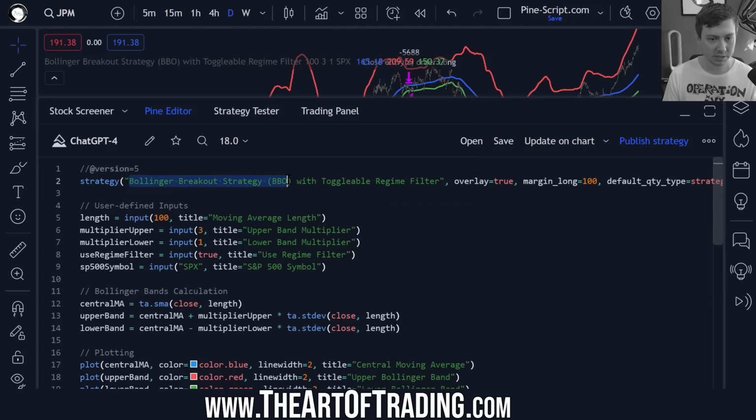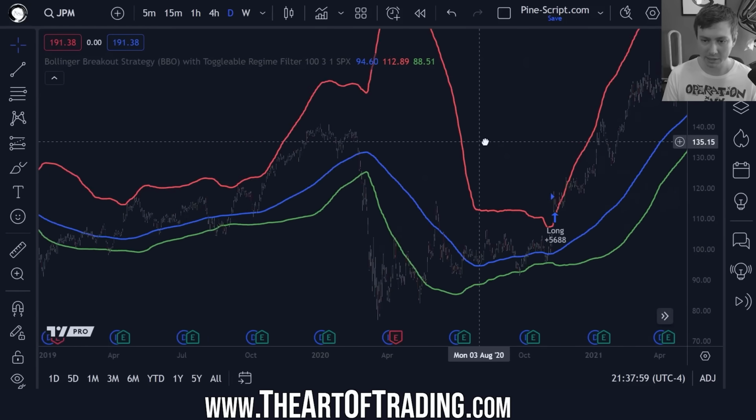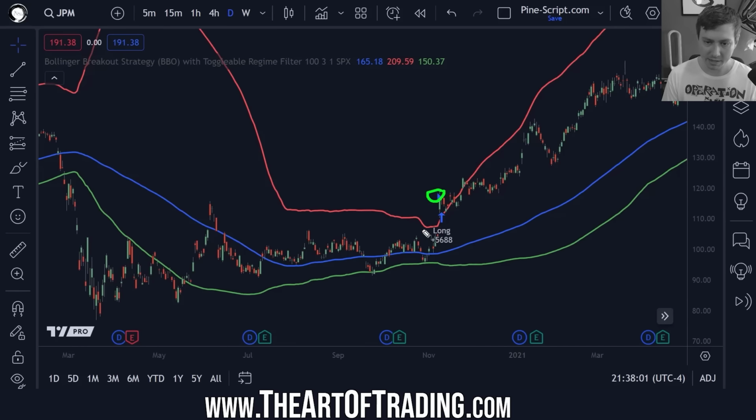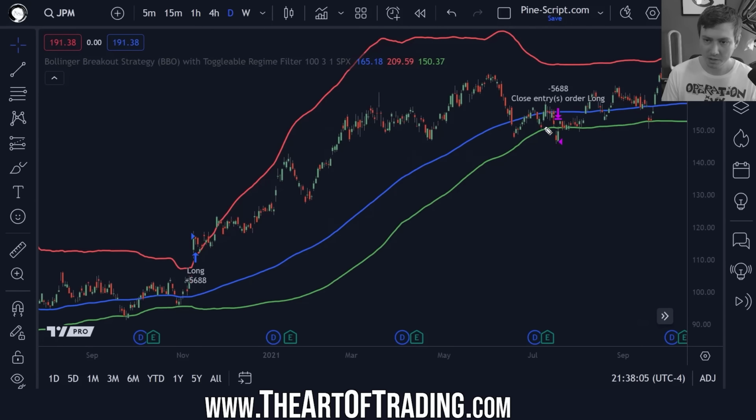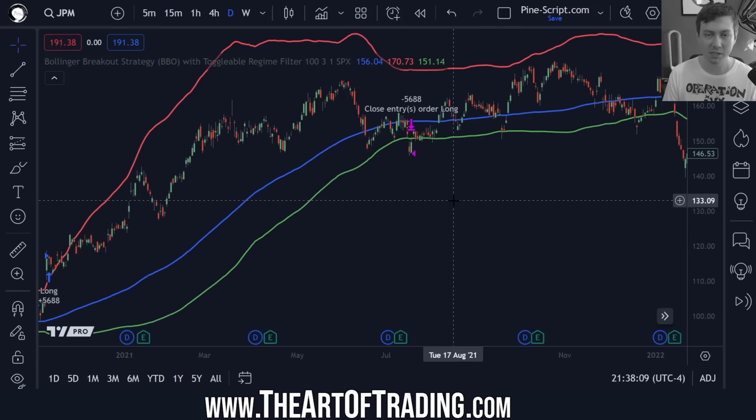We have successfully converted the Bollinger Breakout strategy or system from Unholy Grails, the book, based on the original rules, and it's working. This is exactly what I expect. We're buying breakouts above this upper band. We are selling closes below the lower band. That's exactly what the system was intended to do. Successful test right there. Very impressive.